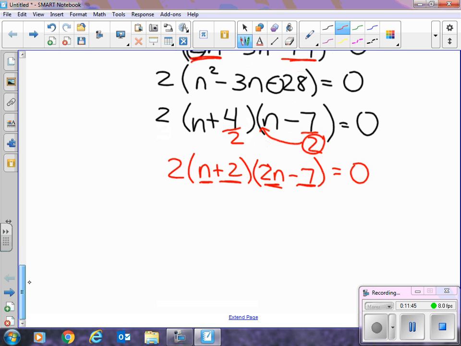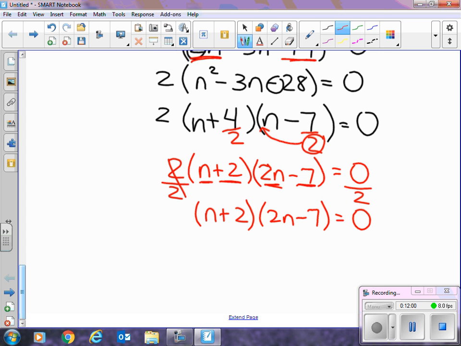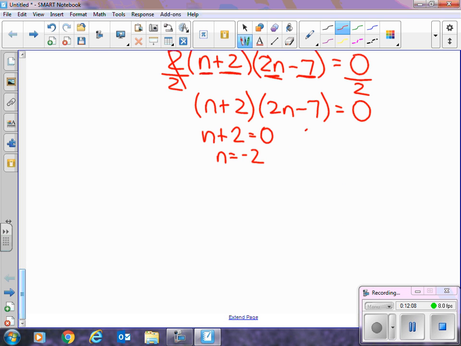What we need to do at this point is do the solving piece. Because there's a 2 on the outside, to make it go away, we divide by 2 on both sides, and it divides away. So now you've got n plus 2 times 2n minus 7 equals 0. And we're back to where we can do our baby equations. The first one will be a one-step, so n plus 2 equals 0. That will make negative 2. You can do that one in your head.